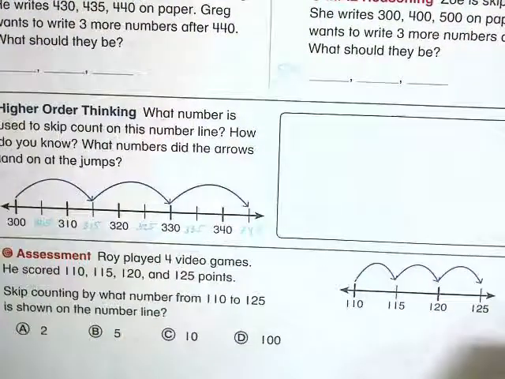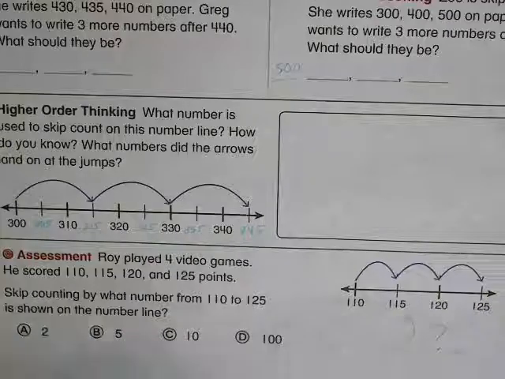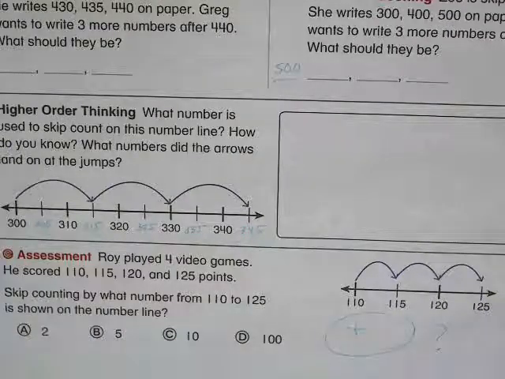And then down at the bottom it says Roy played 4 video games. He scored 110, 115, 120, 125. Skip counting by what number from 110 to 115? Oh, 125 is shown on the number line. Skip counting by what number from 110 to 125 is shown on the number line? What are you skip counting by? By plus what? And that, my friends, is a quick number pattern math lesson.